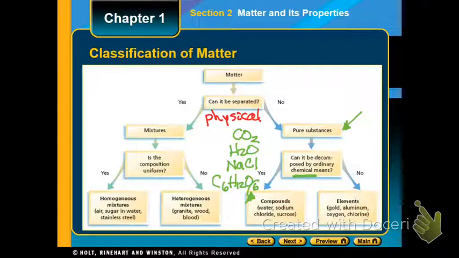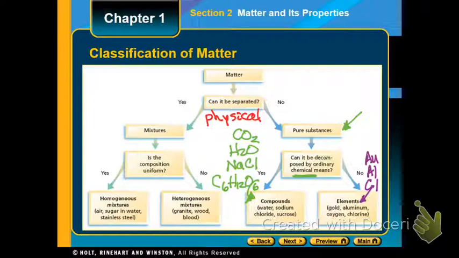Going back up, if my pure substance cannot be broken down chemically, so it doesn't matter if you put electricity to it, heat to it, water to it, all of these normal means, you're not going to get it to break down. In this case, we have pure elements. So your gold, aluminum, oxygen, chlorine, it's those elements that you're studying off the periodic table right now. Gold, its symbol is Au, aluminum, Al, chlorine, Cl. And hopefully you can look at the periodic table, name about 118 of those.